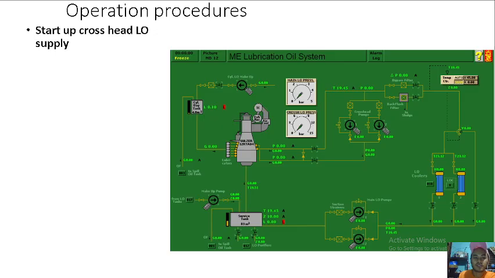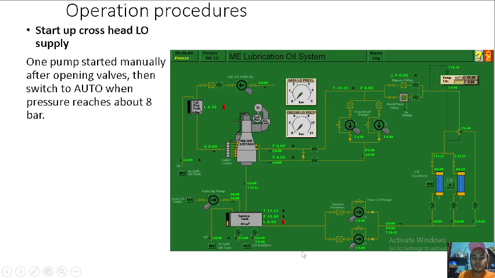So start up crosshead lube oil supply. After starting the main lube oil pump, you can start up the crosshead lube oil supply. One pump is started manually after opening valves, then switch to auto when the pressure reaches about 8 bars.